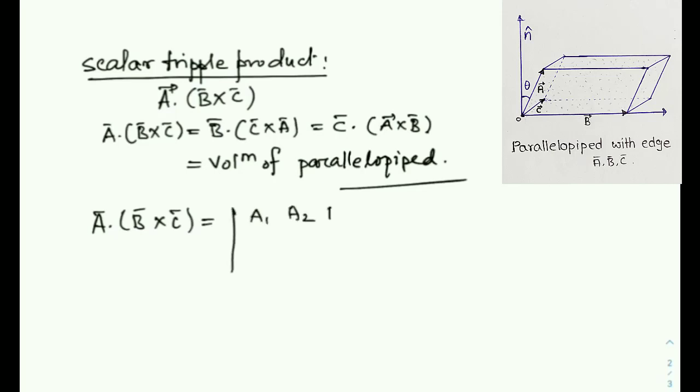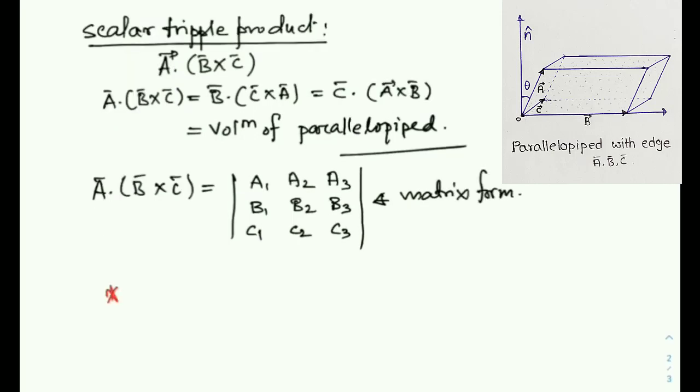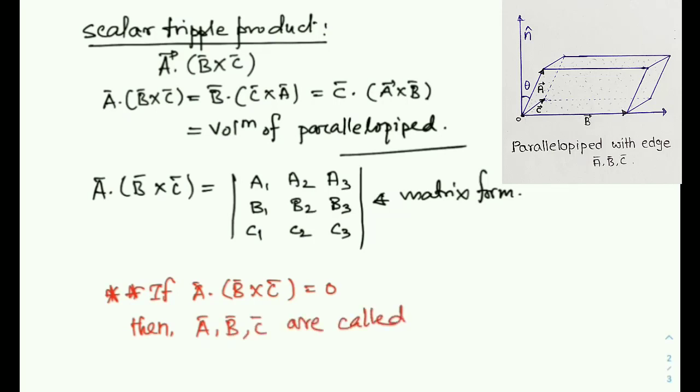This scalar triple product A dot B cross C we can write in matrix form, component-wise, as the determinant of A1, A2, A3, B1, B2, B3, C1, C2, C3. And remember, if A dot B cross C, the scalar triple product of three vectors, is 0, then these three vectors A, B and C are said to be coplanar vectors. That is, the three vectors remain in the same plane.